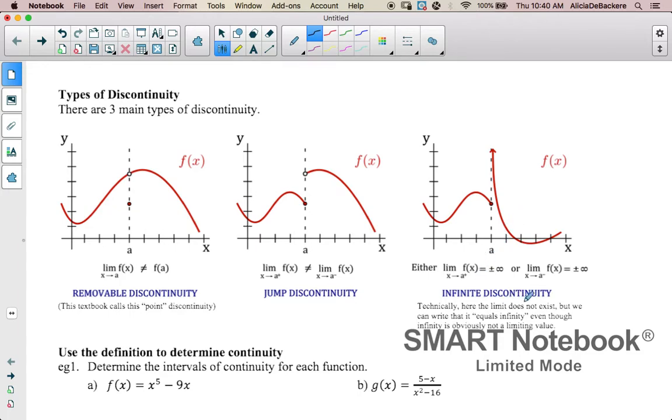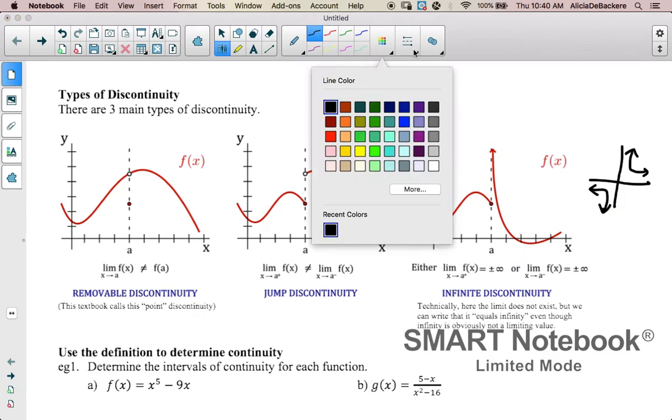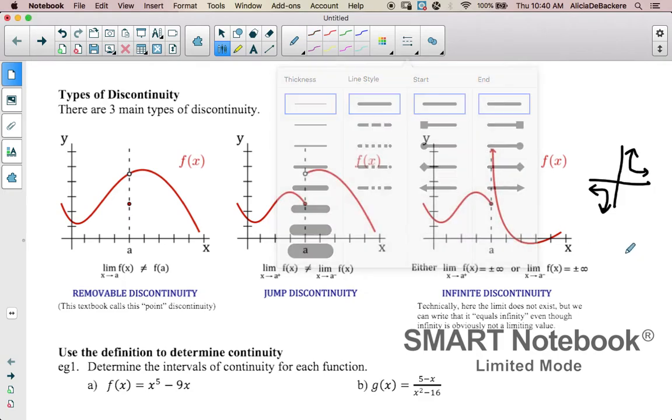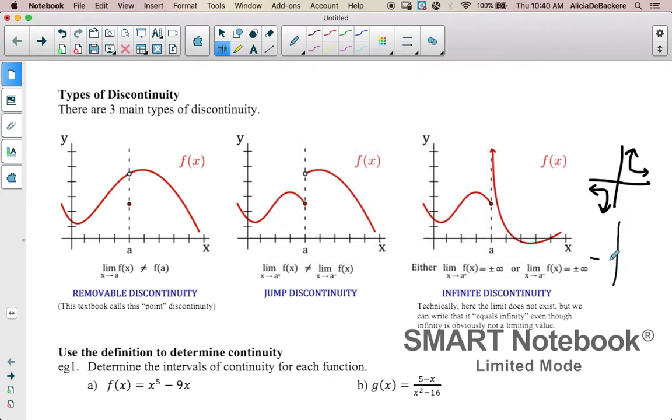An infinite discontinuity is when I'm approaching infinity or negative infinity on one side of the a value. So here they're showing I'm just approaching infinity on the right side of the point, but we've seen with rational functions that I could have something like this here, which would be an infinite discontinuity at x equals 0. I can also have, my pen is so thick, okay, I could also have an infinite discontinuity.